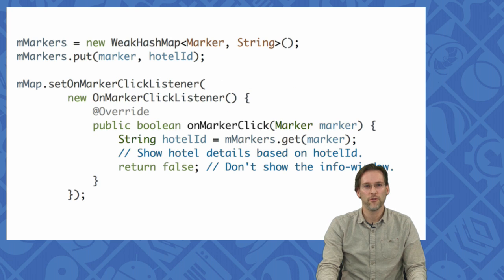It can therefore be useful to maintain a hash map of markers that you've created in order to look up and display more information about the place or object associated with a marker. For example, if you use markers to represent hotels and you want to show details about a hotel in a separate view when a user touches a hotel marker, you can use a hash map to look up the hotel description using a clicked marker as the key.